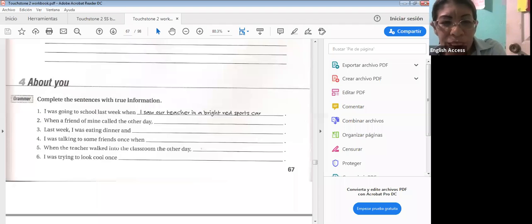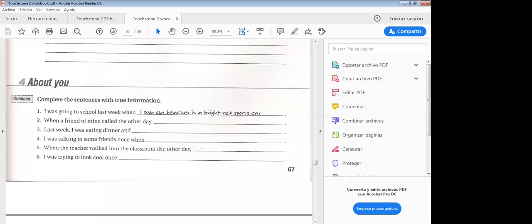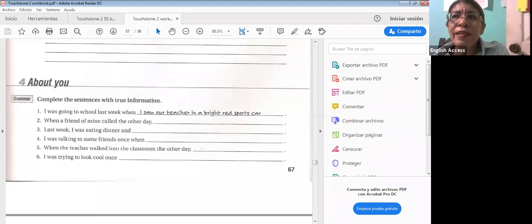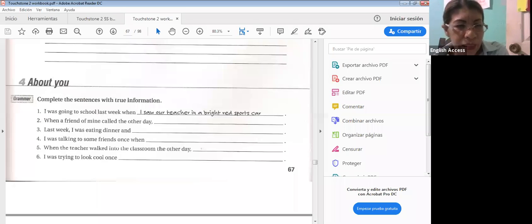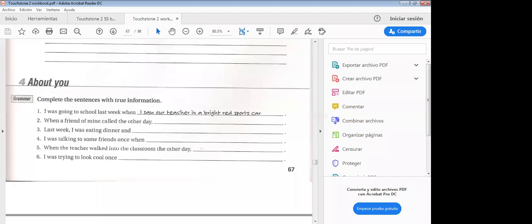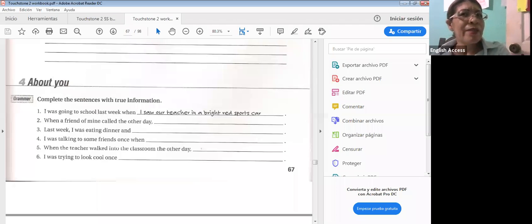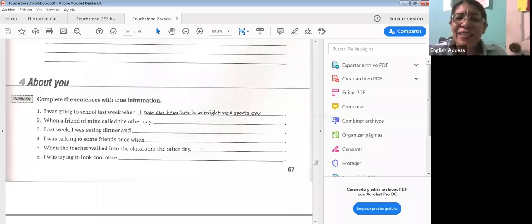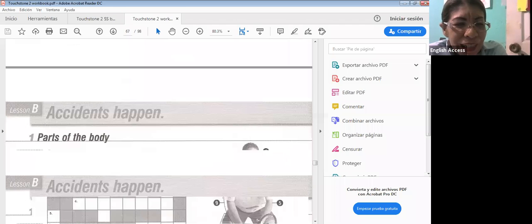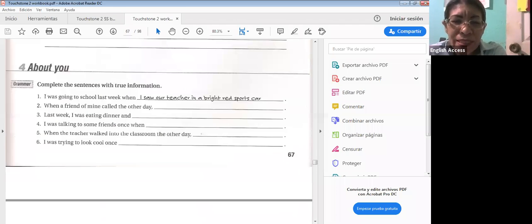When the teacher walked into the classroom the other day, my friends and I were sitting down. Were sit down or were sitting? Sitting down. Were sitting down, okay. And number 6, please. I was trying to look cool once when I met my friends. Is that correct? No, when I met my friends. Yes, that's okay.